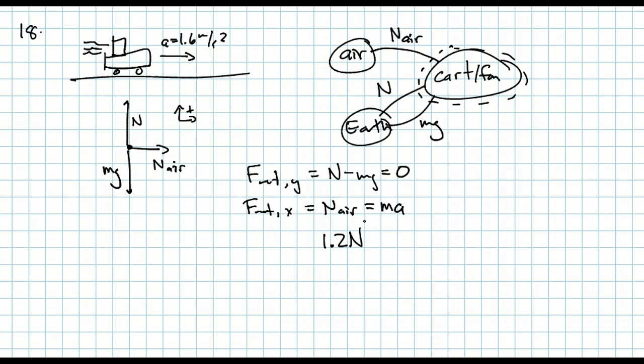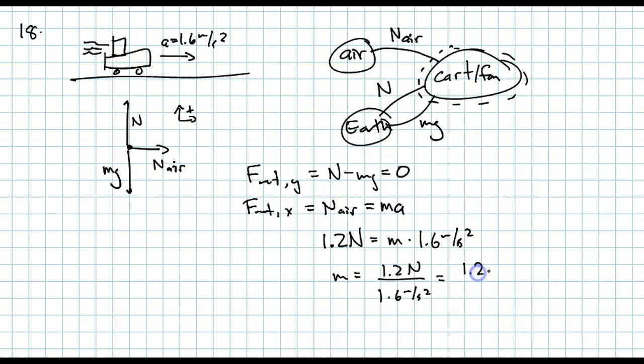So the air pushes with a force of 1.2 newtons. The cart has some mass m, and the acceleration is 1.6 meters per second squared, so we can solve. m is 1.2 newtons over 1.6 meters per second squared.